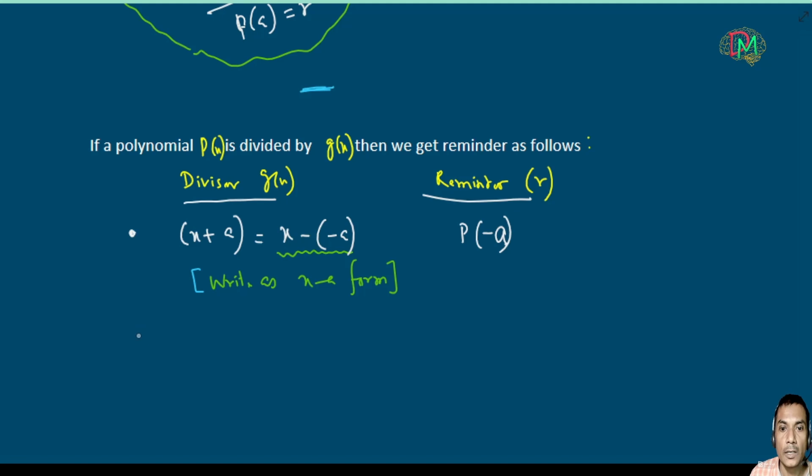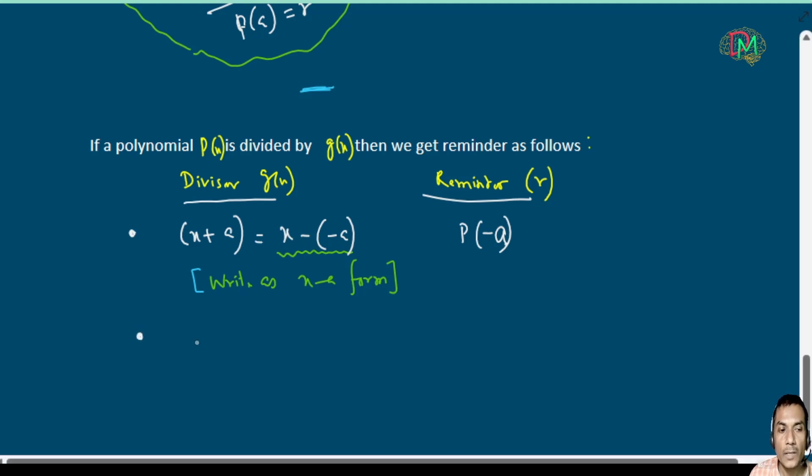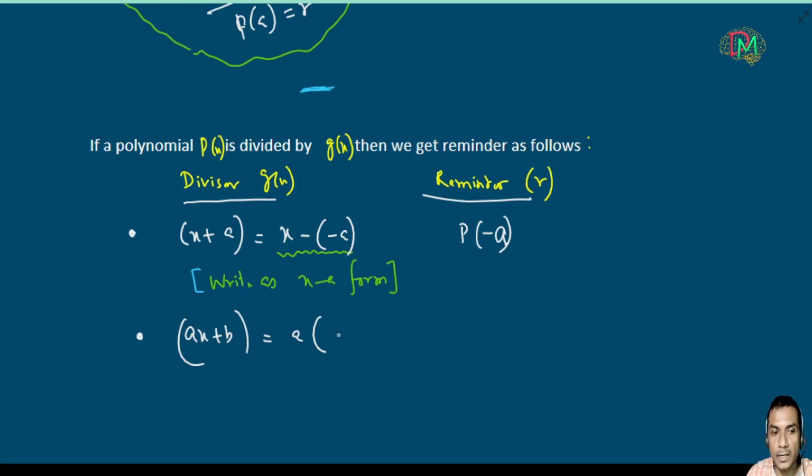Okay. Next point is, if it is ax plus b form, again what you have to do? Again you take a common here. Then what you have to do? Then x minus of minus b by a. Clear? Minus of minus b by a. Done.